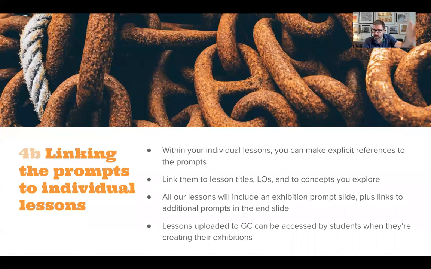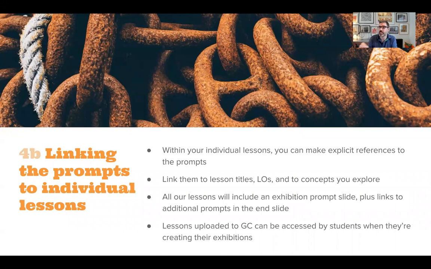So now when you look at the lesson presentations, again, it doesn't have to be something you do via us. You can do it yourself. I'll show you how we do it in a second. There's now an explicit link within every lesson to the IA prompts. But you don't even have to make it explicit. Your lesson titles can be based on the IA prompts or be related to IA prompts. Your lesson objectives as well.